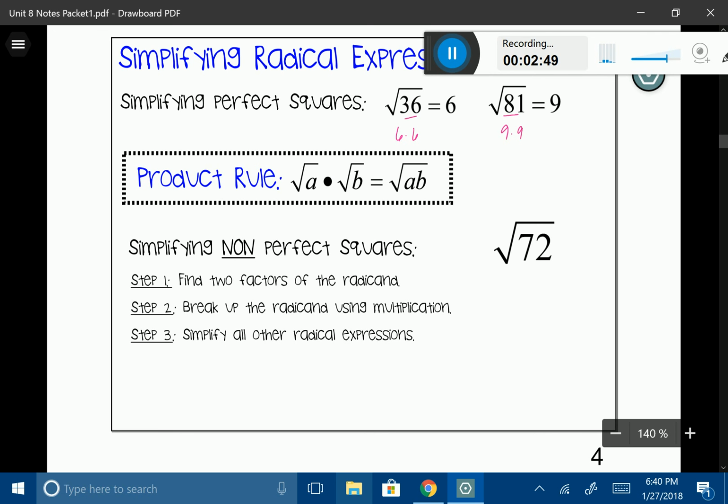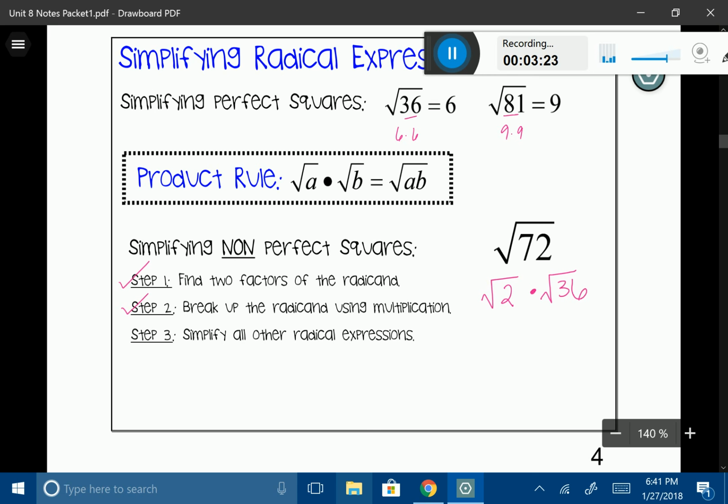Step 1 is going to be to find 2 factors of the radicand. So I want 2 numbers that multiply together to give me 72. And in this case, unlike the perfect square number, they don't have to be the same number. So I'm going to use the number 2 and 36 because I know that 2 times 36 gives me 72. So now that I have found my 2 factors, I'm going to do step 2. I'm going to break up the radicand using multiplication. So I'm going to say the square root of 2 times the square root of 36.